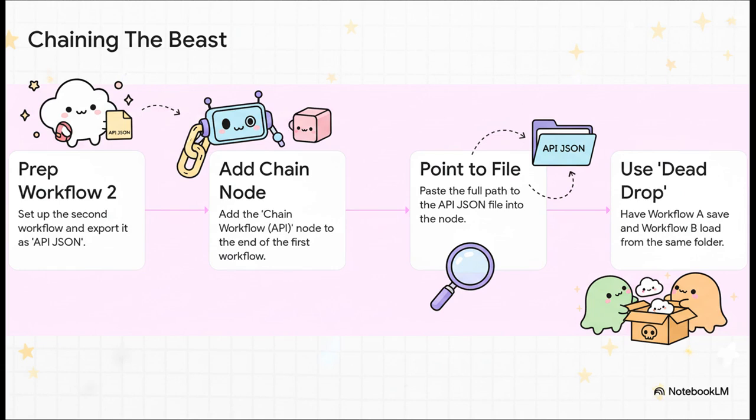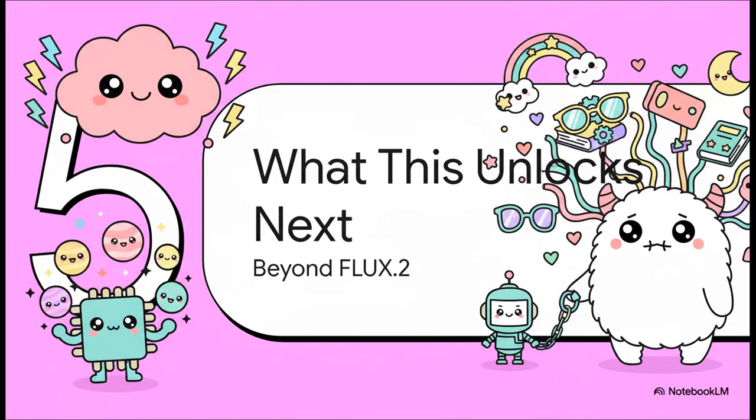First, you get your second workflow ready and just export it in that special API JSON format. Second, you add the chain node to the very end of your first workflow. Third, you just tell that node where to find the JSON file you just made. And finally, you have both workflows use the same dead drop folder. One saves the image there, and the other one knows to pick it up from there. It's really that straightforward.